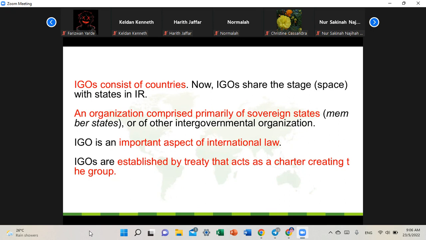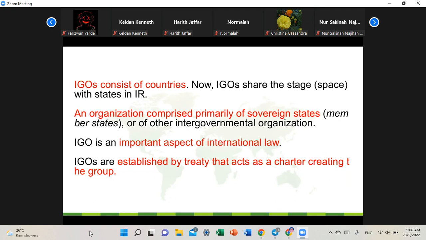But IGOs do have an influential role in international law. And then IGOs are established by treaty that acts as a charter, creating the group. Okay, so if you do not have a charter, then your IGO would not survive, because you want to be as clear as possible to your members on the objective, the limitation, the do's and don'ts, and whatnot. Yeah, so the charter provides all the explanation for that.